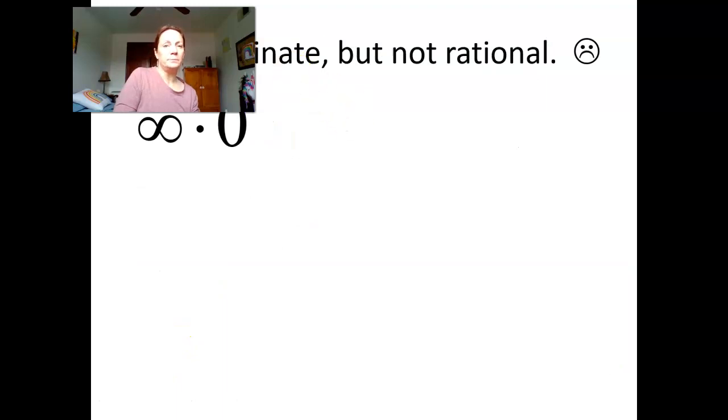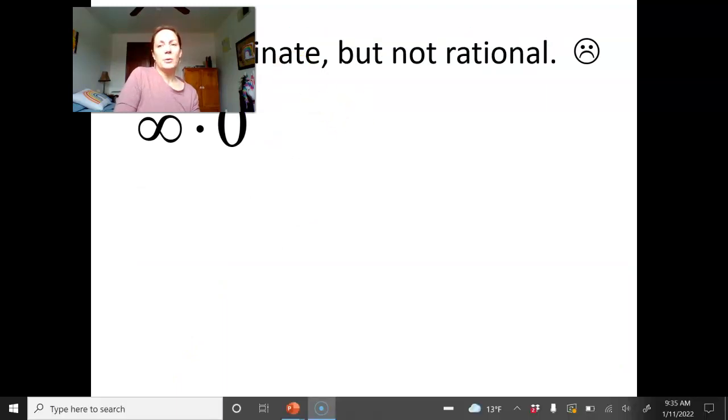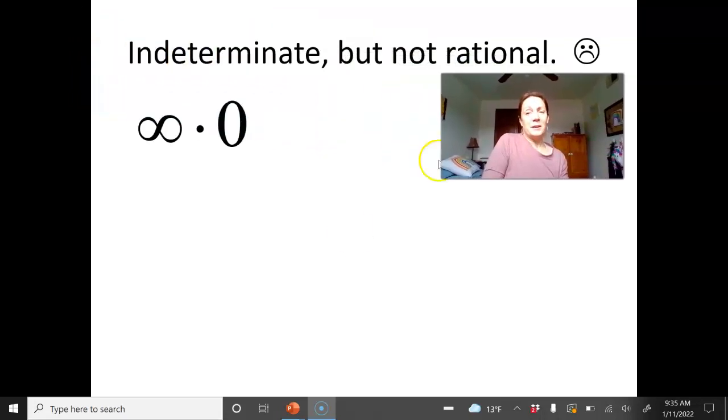All right. Infinity times 0. This is an indeterminate form. I think if you multiply anything by infinity, it's either going to be infinity or 0, depending on if it was greater than 1 or less than 1. But theoretically, if you multiply anything by 0, it should be 0, right? So there's some question here.